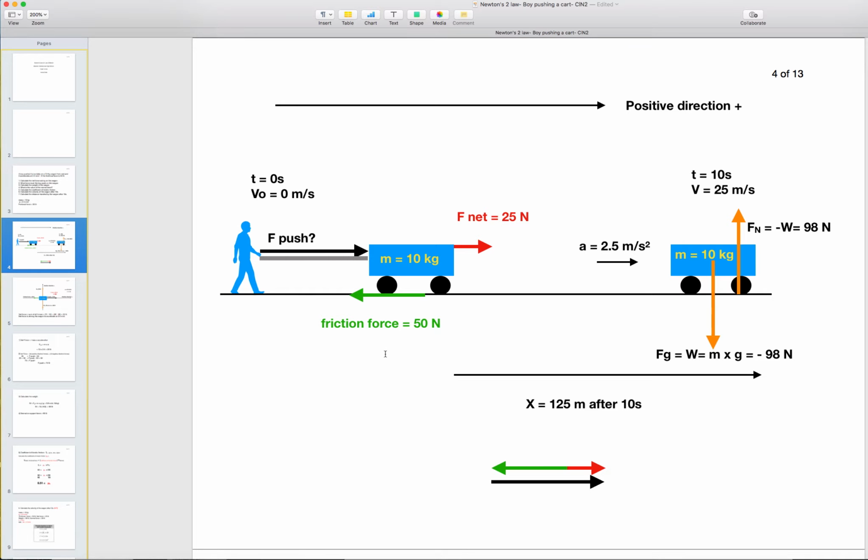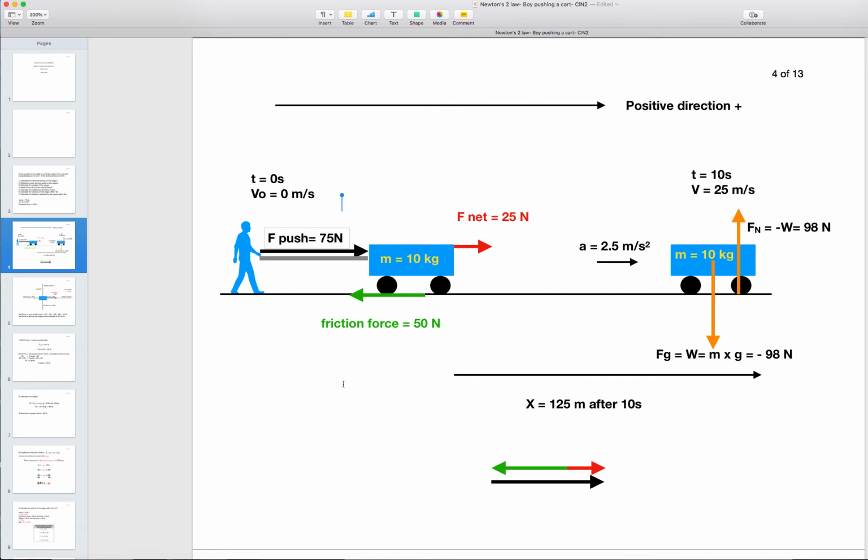It does make sense because he is pushing here, he has to push here with a force equal to 75 Newtons. Let me see here. One moment. I don't want to lose the time here. Okay, with a force of 75 newtons.